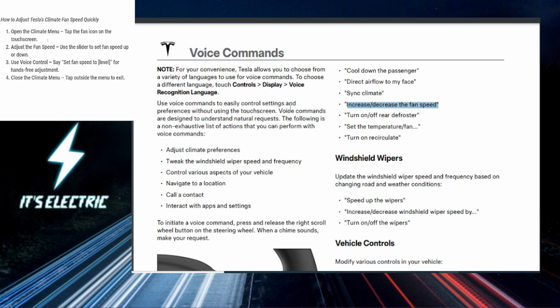So first up, guys, what you want to do is tap on the fan icon at the bottom of your touchscreen to open the climate control menu. This actually brings up all the options for keeping your cabin at the perfect temperature.